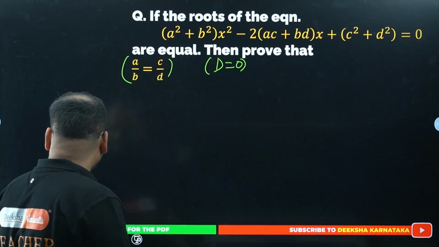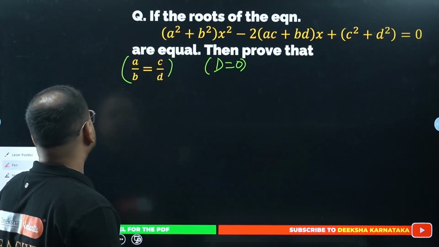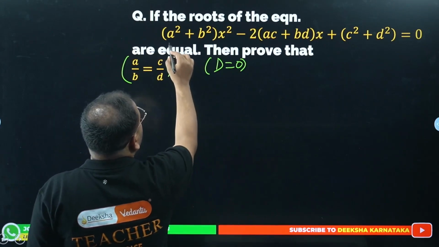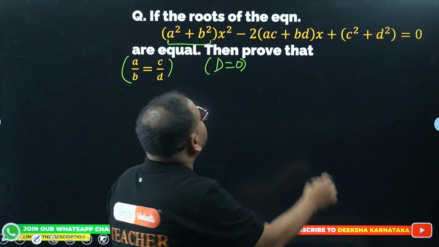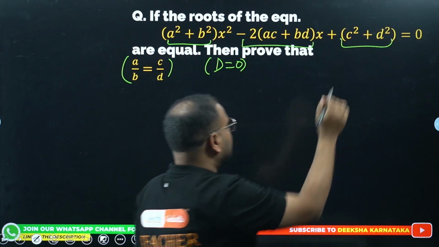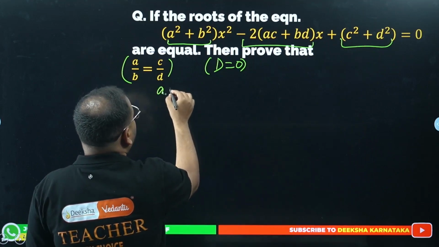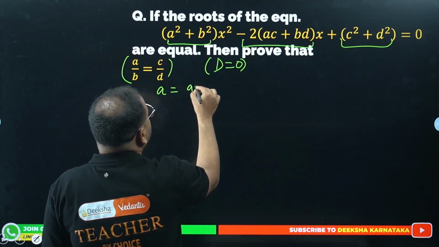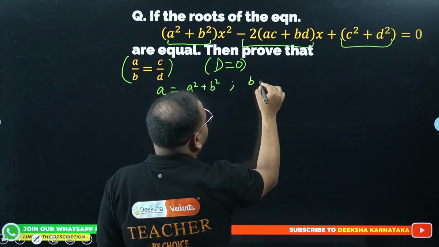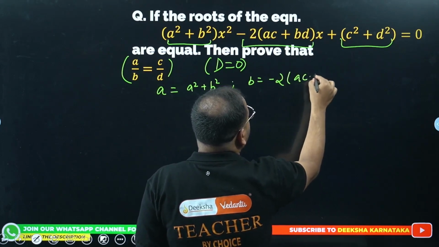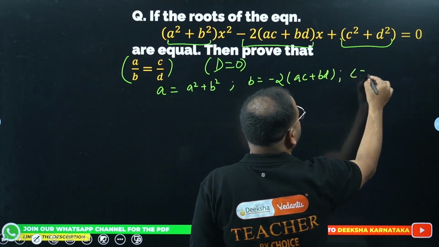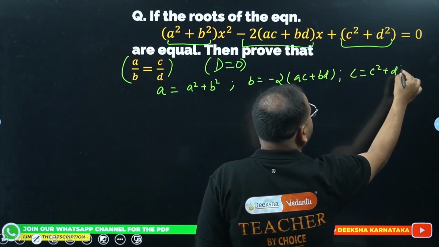So let's break the question first. Looks like a big question. How will you write this in a simplified way? This a square plus b square is nothing but my A. This whole thing is nothing but my B. And this whole thing is nothing but my C. Let's write it down here. So A is nothing but a square plus b square. B is nothing but minus 2 times (ac plus bd). And C is nothing but c square plus d square.